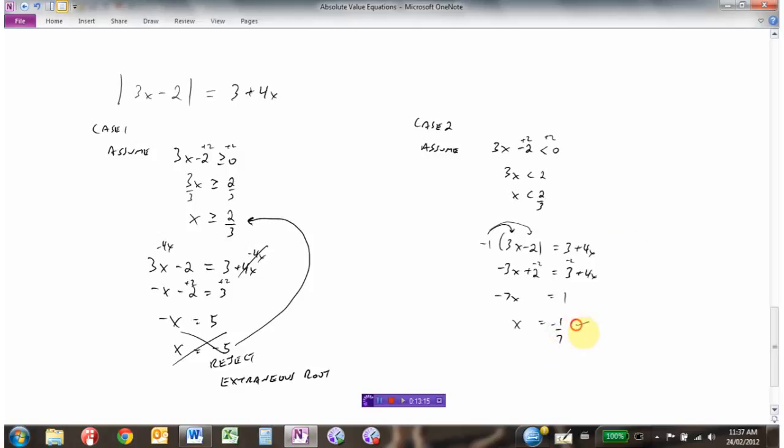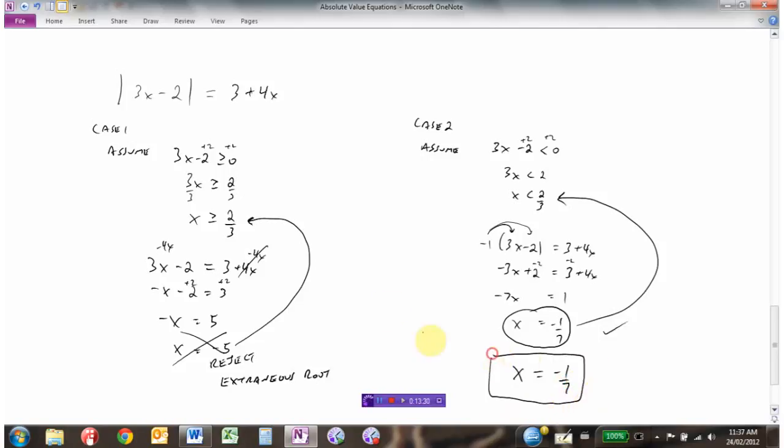So is negative 1/7 less than 2/3? Yes, it is. A negative number is less than 2/3. So this solution is good. X equals negative 1/7 will be our only solution to this absolute value equation.